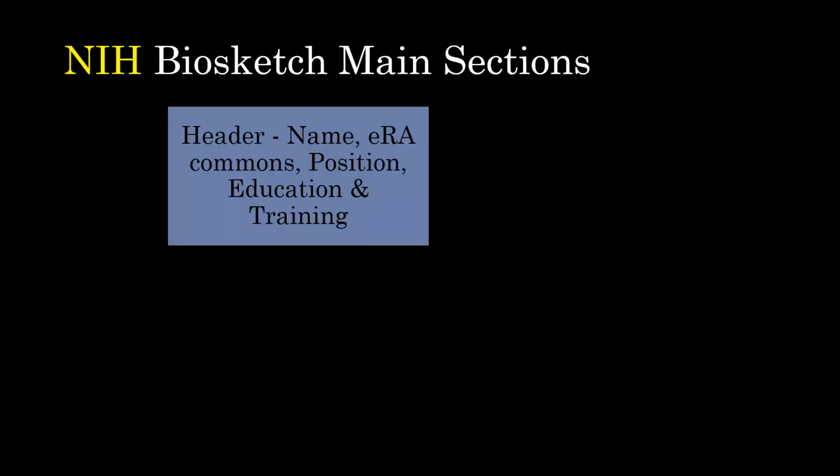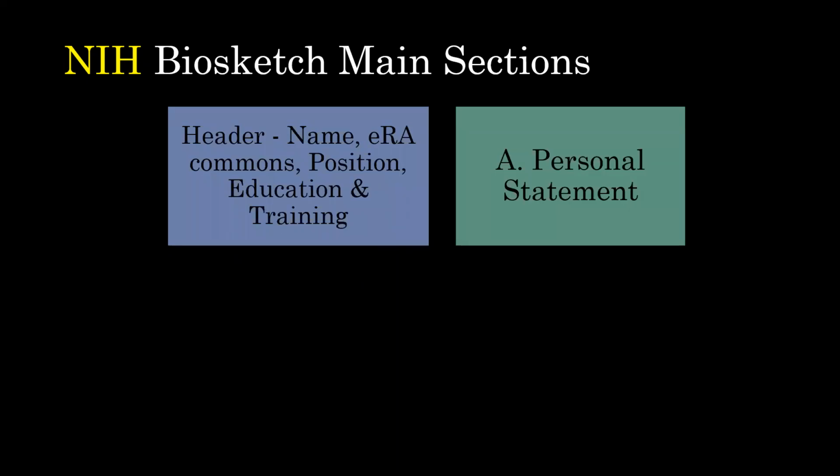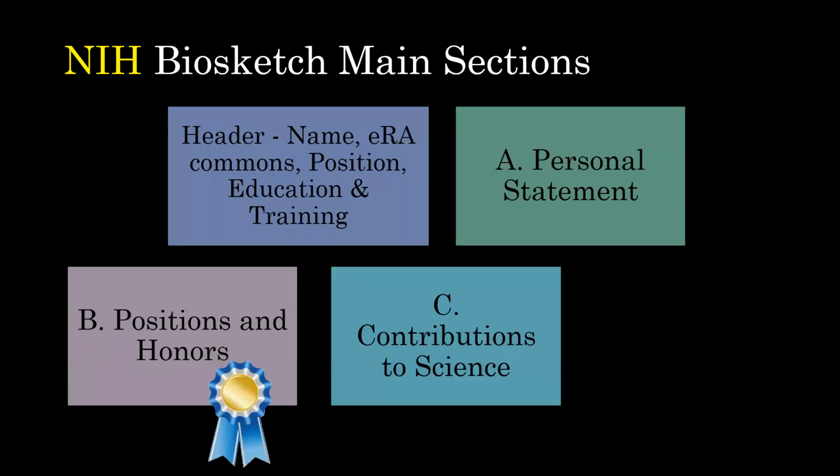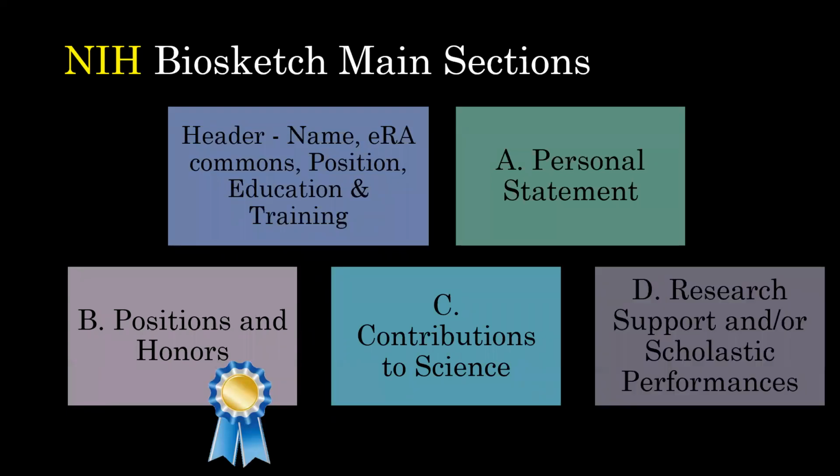All right, so what are the main sections of the Biosketch? The header: in the header, we include the name, the ERA Commons ID, and their position, education, and training. This is where all this information is listed. Section A is the personal statement. Section B is positions and honors. Section C is contributions to science. And Section D is research support and/or scholastic performances.